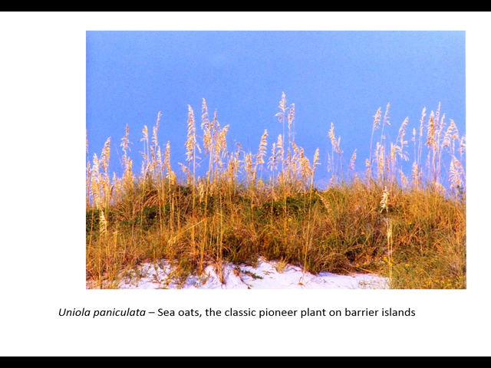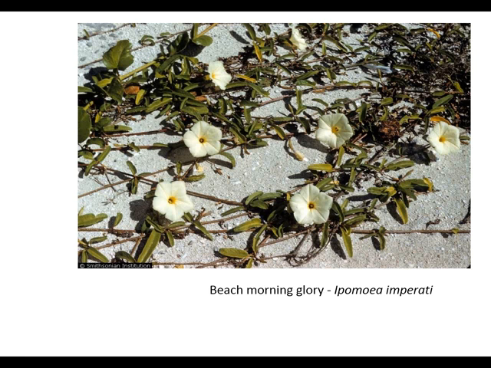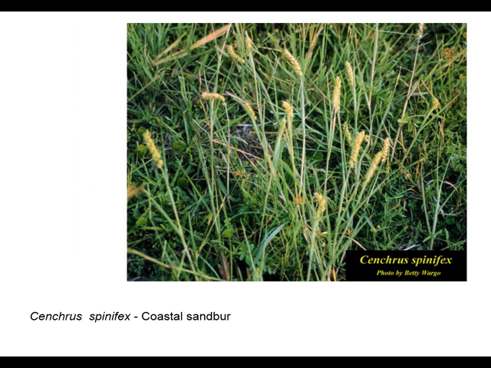This is Uniola paniculata, sea oat, which is a classic pioneer plant on barrier islands. Beach morning glory, a common vining plant. Dr. Keener, feel free to chime in here. In fact, I'm tempted to just show the slides and let him talk about them briefly. In fact, I think that's what I'm going to do. So go for it, Dr. Keener.